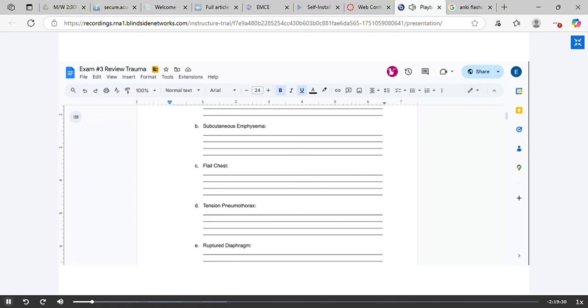Flail chest is another emergency that occurs to the chest, right? Obviously, it's a flail chest. So what is it? First off, a flail chest is when we have two or more adjacent ribs that are fractured in two or more places. So two or more adjacent ribs. Adjacent means next to one another, right? So we have a couple of ribs next to one another that are broken in two or more places.